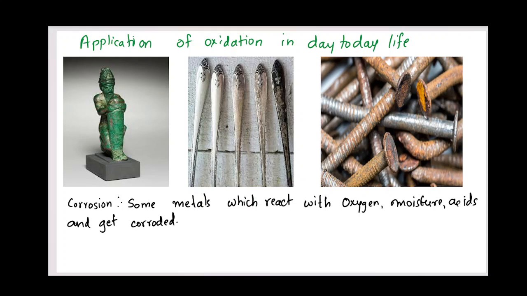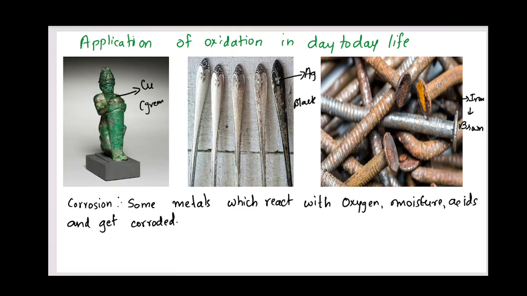Now this picture, first picture you can see, that is nothing but copper that turns what? Green color. Okay, when it is corroded they turn green color. And this one is a silver, turns black color. And this is nothing but iron, turns brown color. Okay, so this is corrosion.